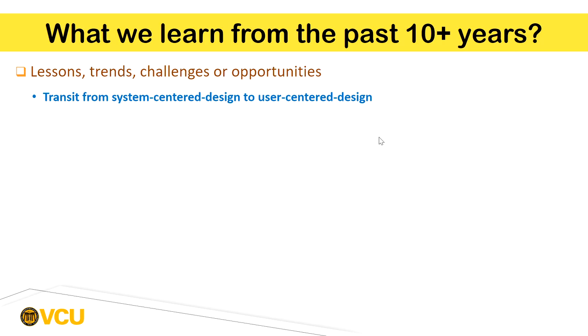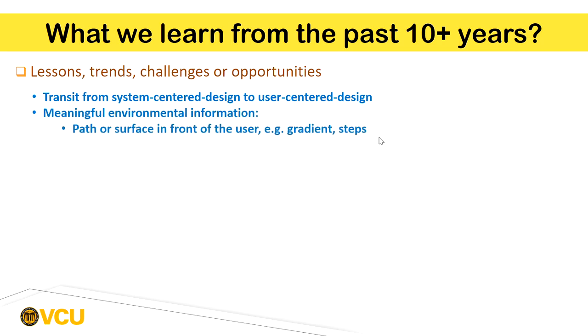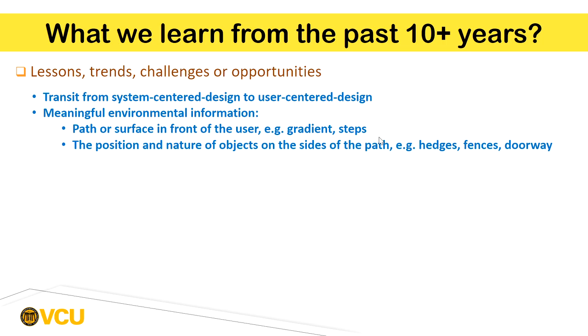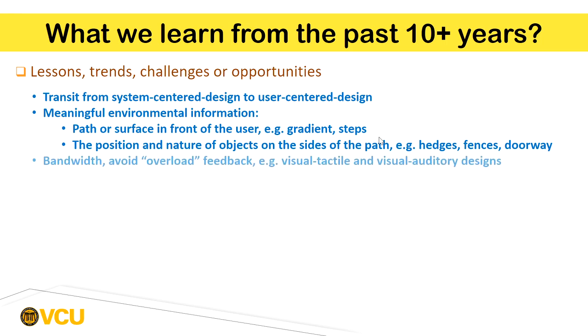design. For example, most visually impaired people are old people. You have to take their physical condition and their acceptance of new technology into consideration. You have to take them as a key factor in developing new technologies. Also, some more meaningful environmental information needs to be provided. For example, if there is a path or surface in front of the user, maybe a gradient or some steps ahead, that is important to them. And also the position and nature of objects on the side of the path. For example, maybe there's a hedge or fence or doorway on the left or right side, and those are both important. And this one, I call the bandwidth.